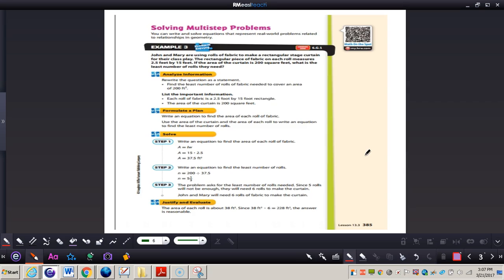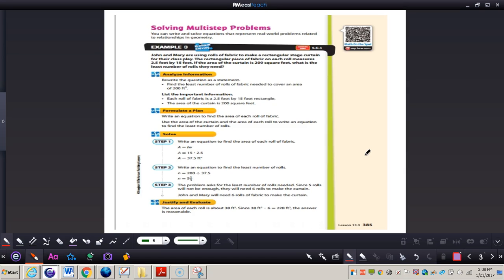So let's take a look at solving multi-step problems. It says you can write and solve an equation that represents real-world problems related to relationships in geometry. Okay, so the problem is John and Mary are using rolls of fabric to make a rectangular stage curtain for their class play. The rectangular piece of fabric on each roll measures 2.5 feet by 15 feet. If the area of the curtain is 200 square feet, what is the least number of rolls they need?